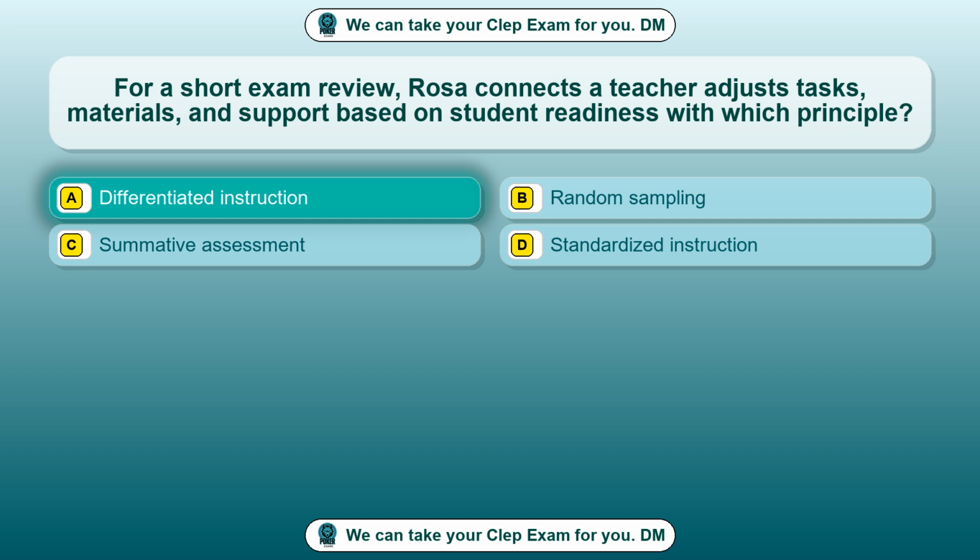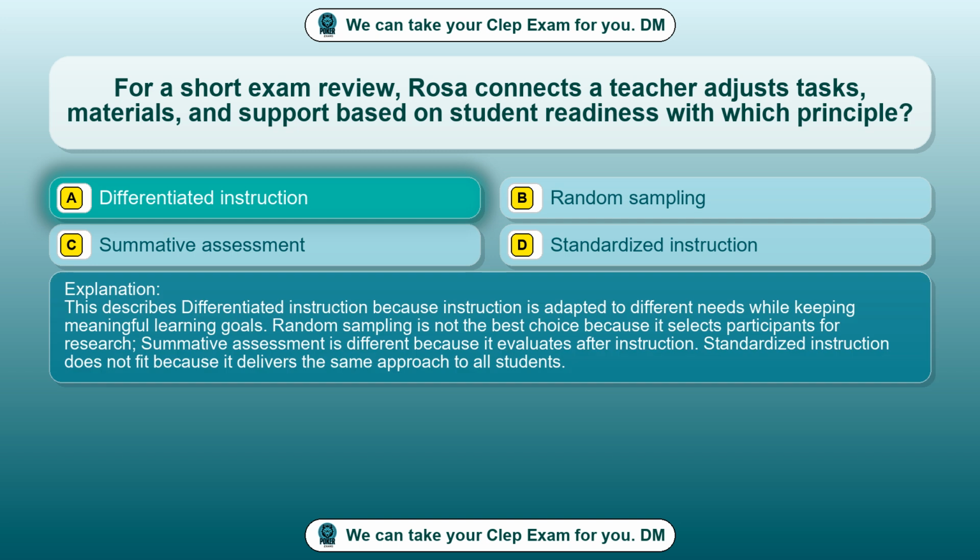Differentiated instruction. This describes differentiated instruction because instruction is adapted to different needs while keeping meaningful learning goals. Random sampling is not the best choice because it selects participants for research. Summative assessment is different because it evaluates after instruction. Standardized instruction does not fit because it delivers the same approach to all students.